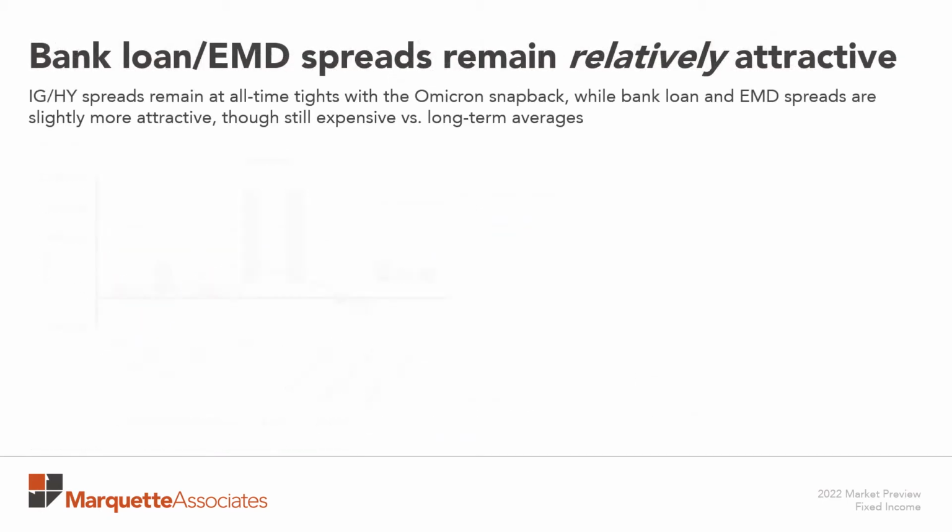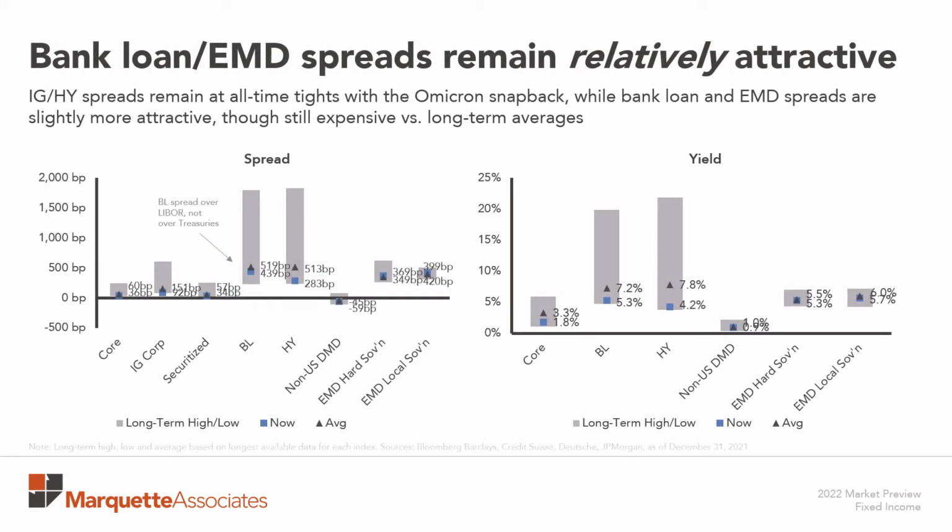As we look across the different sectors in the fixed income market, there's not a lot of upside potential. As mentioned before, rates are low, credit spreads are tight. There's not a lot of upside potential.